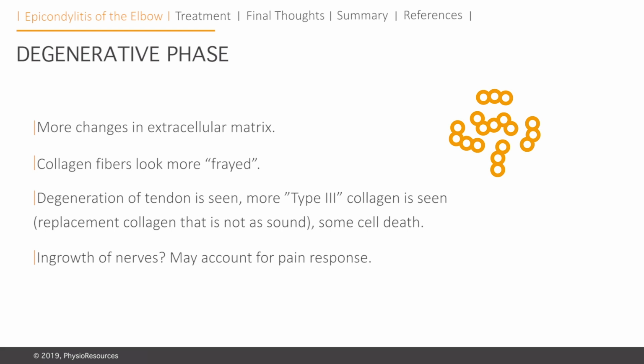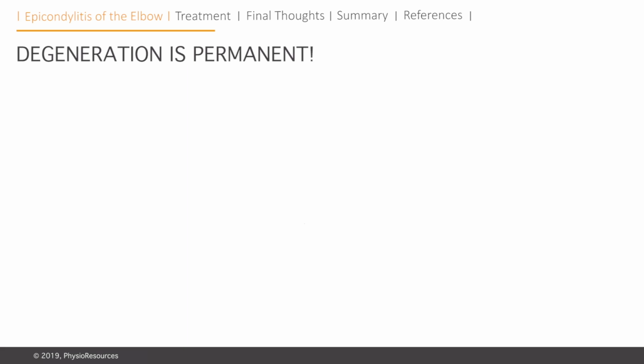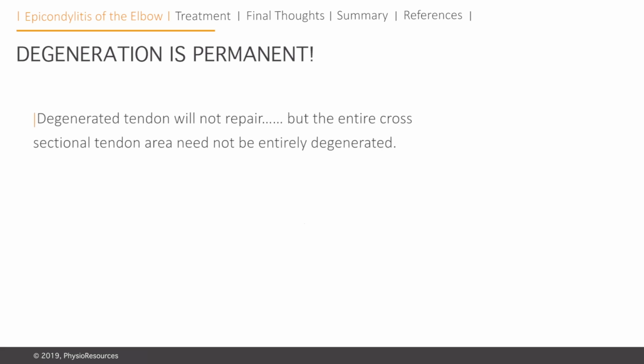So overall, the gist here is that the degenerative phase is a progression, and it looks like it's a pretty bad thing. And one thing that research has come out with in the last decades points to is that tendon that is chronically in that degenerative phase will not repair itself. So this lends more to the idea that we want to try to deal with the tissue that's in the reactive phase rather than the tissue that is fully degenerative.